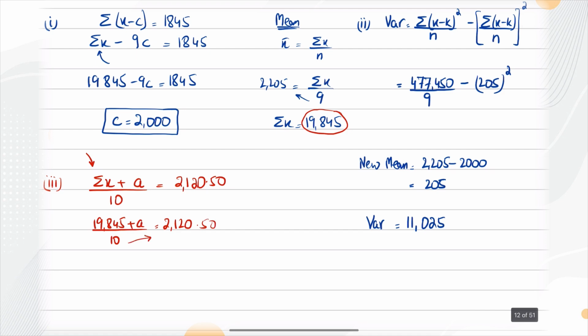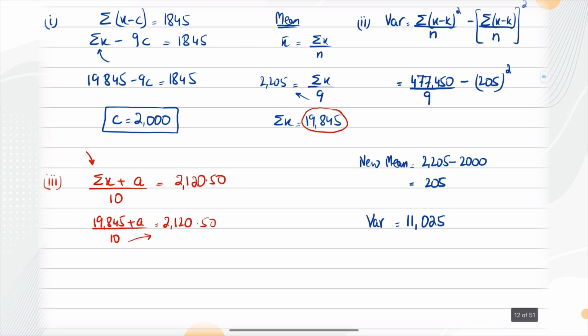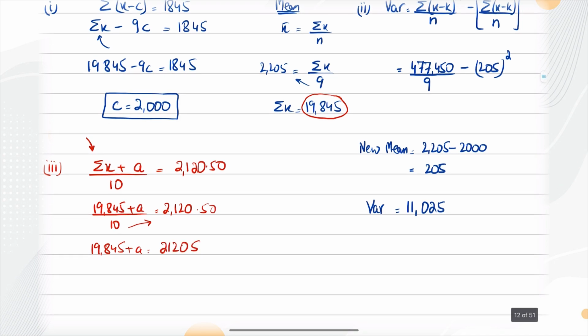So just realize I don't need a calculator for that. So 19,845 plus a equals 21,205. All right. Now a can simply be worked out by doing 21,205 minus 19,845. And now the answer is 1,360. So this is basically the rental price of the apartment that has been added to the list. So yeah, there you go.